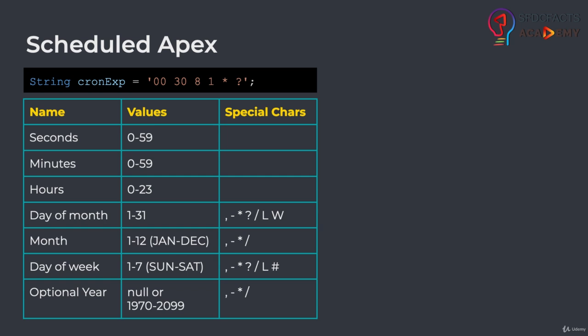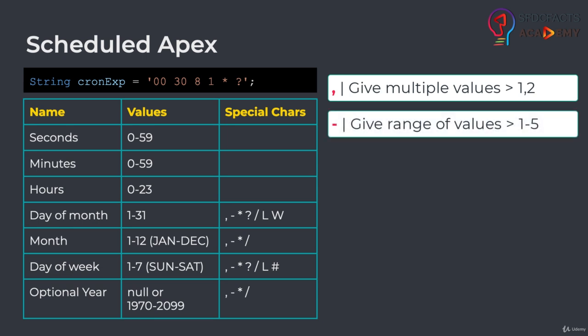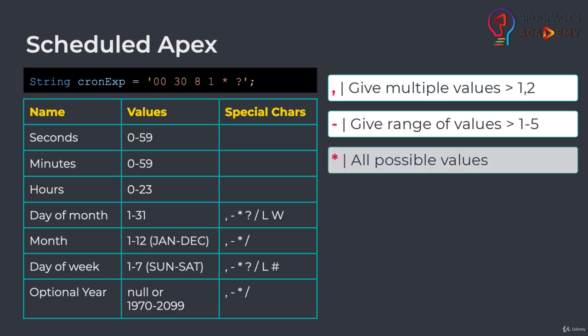It also accepts some special characters, like comma, which defines multiple values. For example, if you want to run this job on the first and second of each month, then you can define 1,2 here. So you can supply multiple values with the help of comma. You can also use minus or dash here, which defines a range. For example, if you want to run this job on 1st, 2nd, 3rd, 4th and 5th of every month, then you can give a range 1-5, which will make this job execute from 1st to 5th of every month. We can also use star, which means all the possible values.